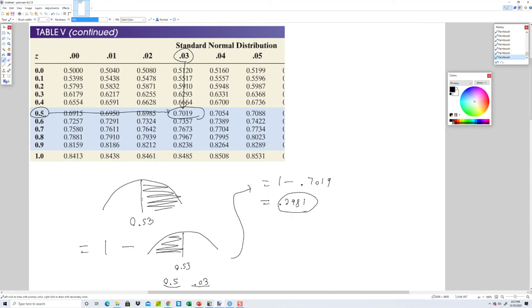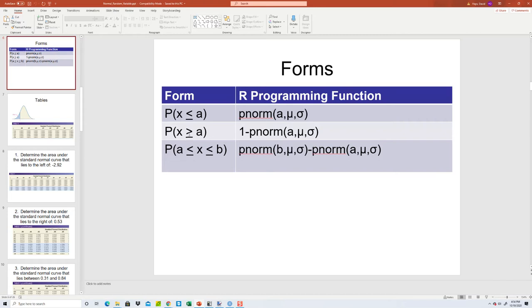Now, again, I'm not drawing these in the correct place, and if you want to, that's fine. When you talk about standard normal, the value exactly in the middle is 0. So 0.5 would be further to the right. I'm just trying to visualize the shading, so it doesn't really affect working the problem. If I were to write it down, this is the probability that x is greater than or equal to 0.53. It's not actually x, it's z, since we're talking about standard normal, but we'll go with that. That's this second form here: x is greater than or equal to a. That says 1 minus p norm a mu sigma.